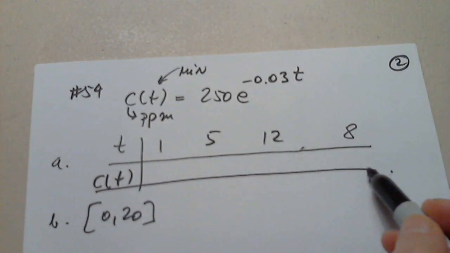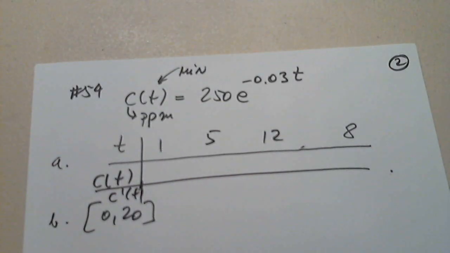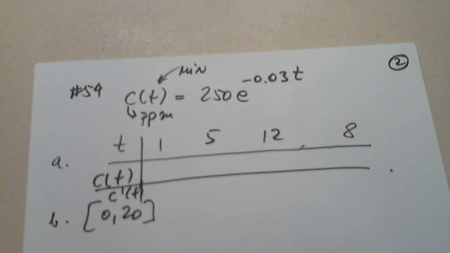So like we did last time, I'm going to determine both C and C prime of t. All you have to do is just plug it in. So let's plug it in the graphing calculator. Please don't do this one by one. That would be terrible. Okay, so 250 e to the power negative 0.03 t, and close. And now let's also calculate the derivative.